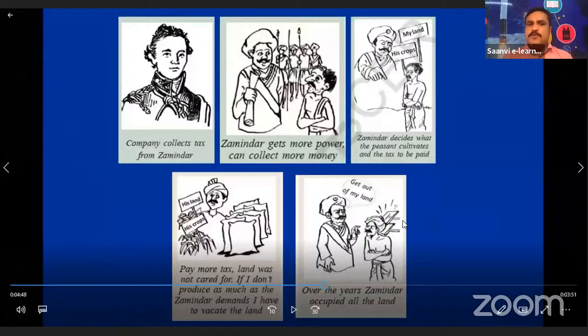So many peasants or poor farmers struggled a lot under this Zemindari system, because Zemindars started collecting amounts as they wished, and Zemindars got more power and could collect more money. Finally here, Zemindars decide what the peasant cultivates and the tax to be paid. Here, the company had already fixed a rate. In addition to that, Zemindars may mark the land and his crop. Because of how much they cultivate, sometimes more than that, the Zemindars forcibly ask the farmers to pay. So that is also one more problem.